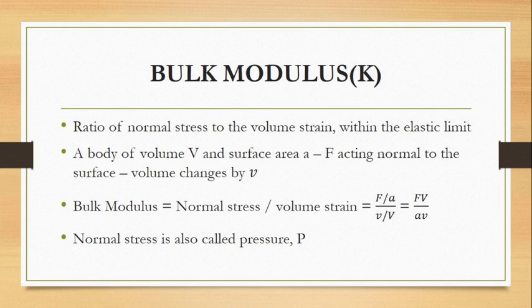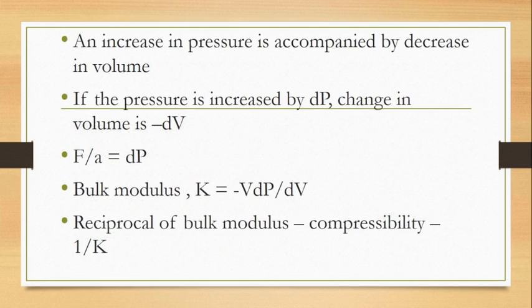Here this normal stress is also known as pressure. Force by area is also known as pressure, isn't it? So F by A can also be substituted as capital P, which represents pressure. Now what is the relation between pressure and volume? What happens when pressure is increased? When pressure is increased, there will be a decrease in volume. That means pressure is inversely proportional to volume. So an increase in pressure is always accompanied by a decrease in volume.